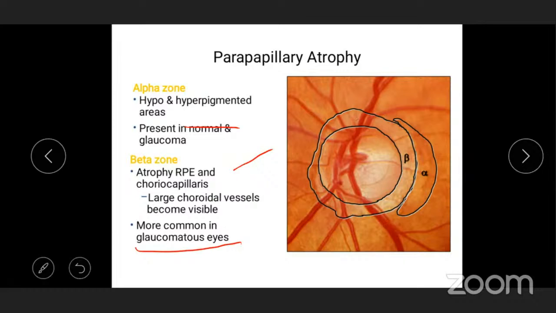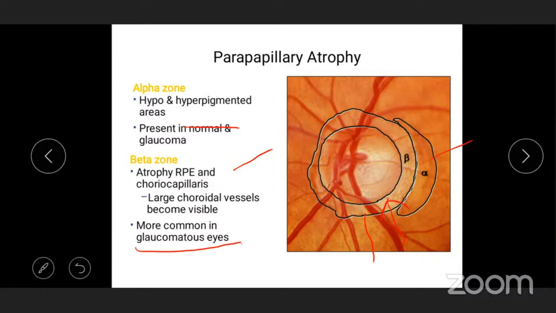One B is the beta, the name. The second B is because it is dangerous, it is more likely to be glaucoma. So the second B becomes beware. And the third one is the one closer to the disc. As you can see, it is closer to the disc margin. The alpha one is away from the disc margin. So the third B is besides the disc. So the three B's are beta, beware, and besides.